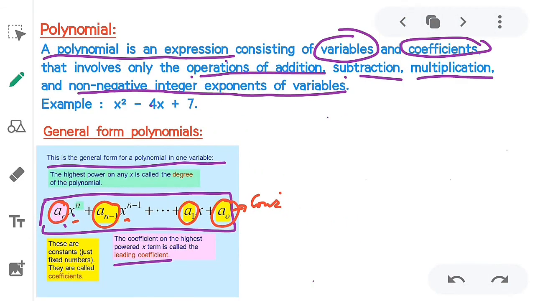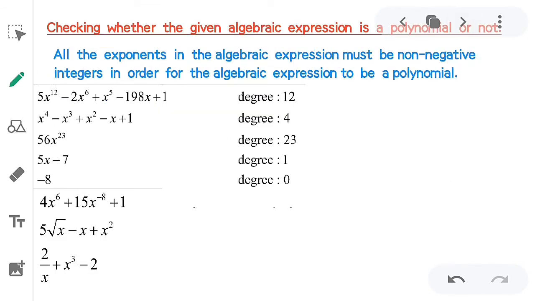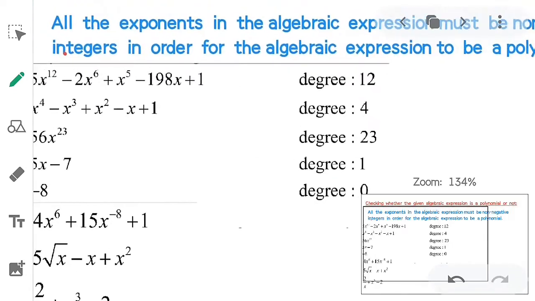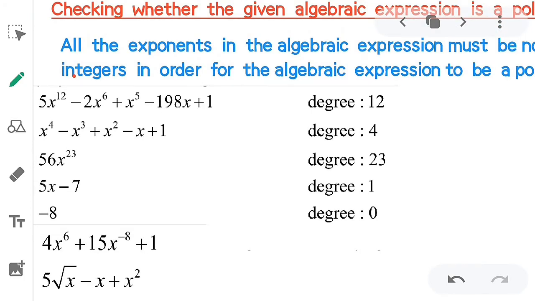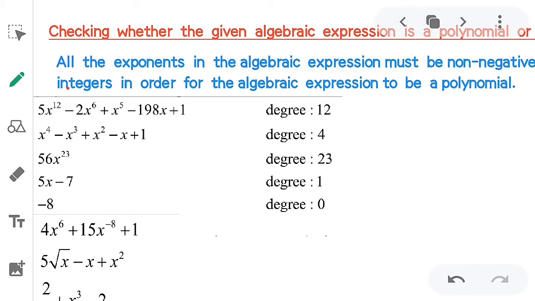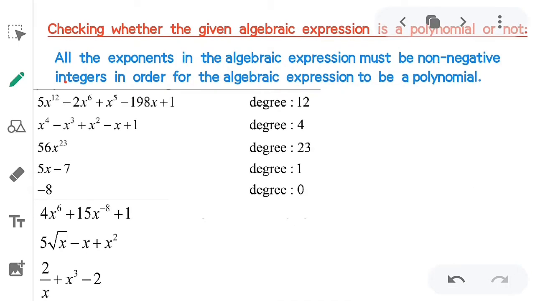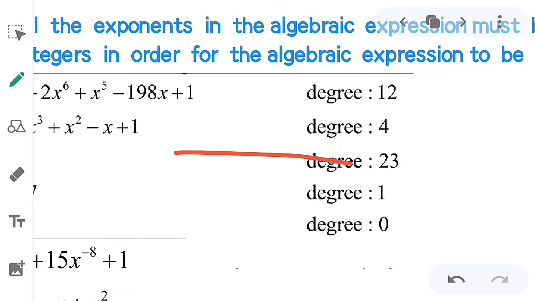Now let us see what is the degree of a polynomial. Let us check whether given algebraic expressions are polynomials or not. Then we'll go for the degree of a polynomial. First let us see, all the exponents of an algebraic expression must be non-negative integers. As we have discussed in the previous slide, all exponents in an algebraic expression must be non-negative integers in order for the algebraic expression to be a polynomial. Now let us see some examples here.